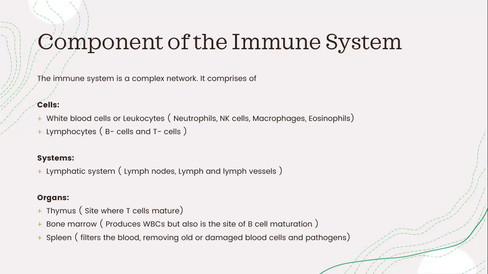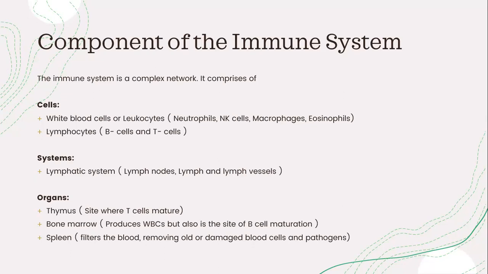The immune system has various components. It's very complex. So it includes cells like white blood cells or leukocytes, and these would include neutrophils, natural killer cells, macrophages, eosinophils, just to name a few. There's also lymphocytes. So these will be your B cells and your T cells. And different systems like your lymphatic system that includes your lymph nodes, your lymph and the lymph vessels, and different organs like your thymus, your bone marrow, and your spleen.